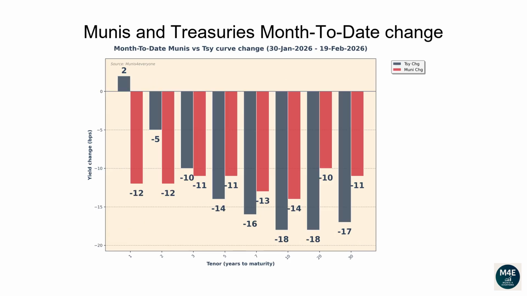This graph shows how much interest rates have changed since the end of the previous month. The current bar plot shows how Munis and Treasuries have changed since the end of January.